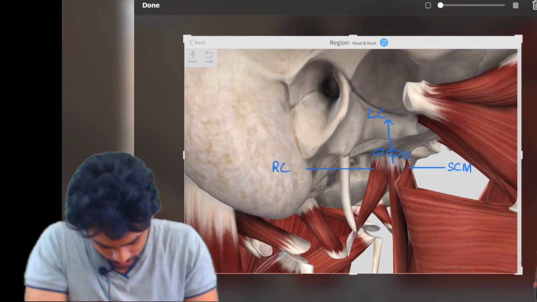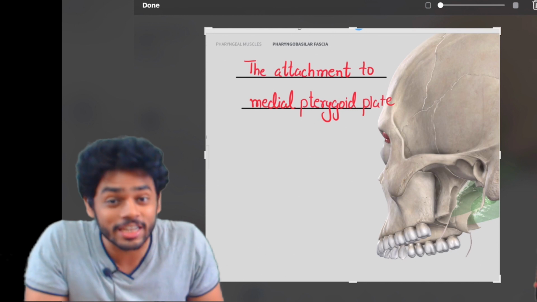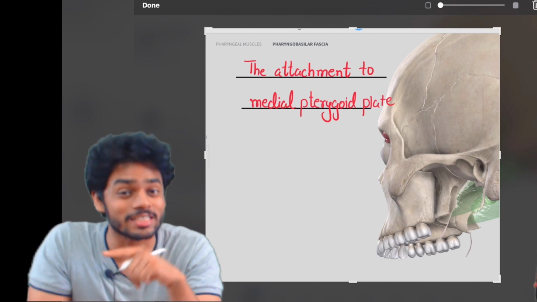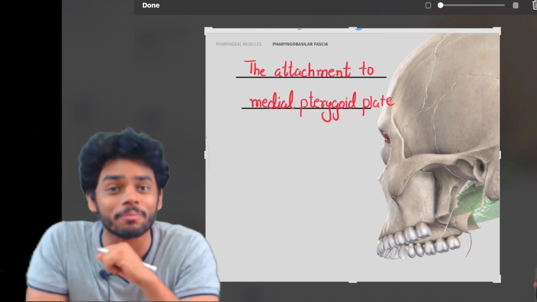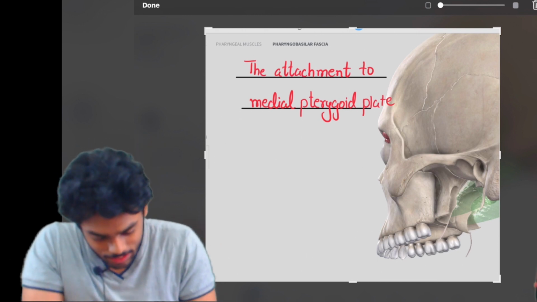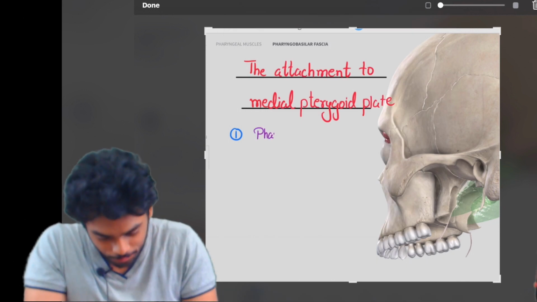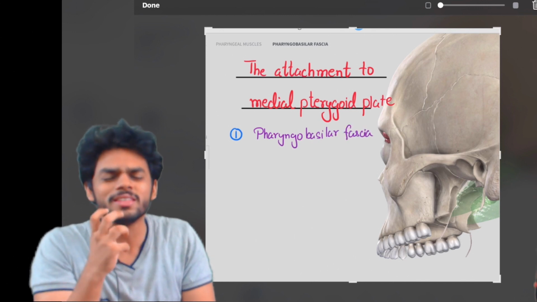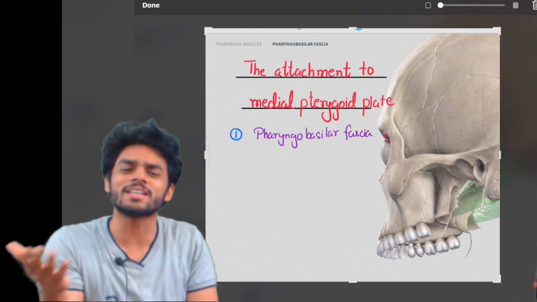Okay. Now we will see the attachments on the medial pterygoid plate. Medial pterygoid plate is the part of which bone? Sphenoid bone. It has the medial pterygoid plate and lateral pterygoid plate. First we will talk about the medial pterygoid plate and then the lateral pterygoid plate. So here you can see it provides attachment to pharyngobasilar fascia. Can you see the green part? Fascia is also connective tissue which will provide attachment to other muscles and structures.